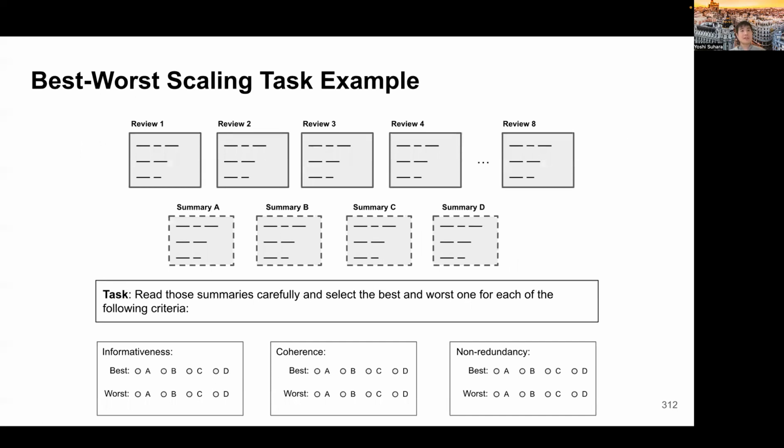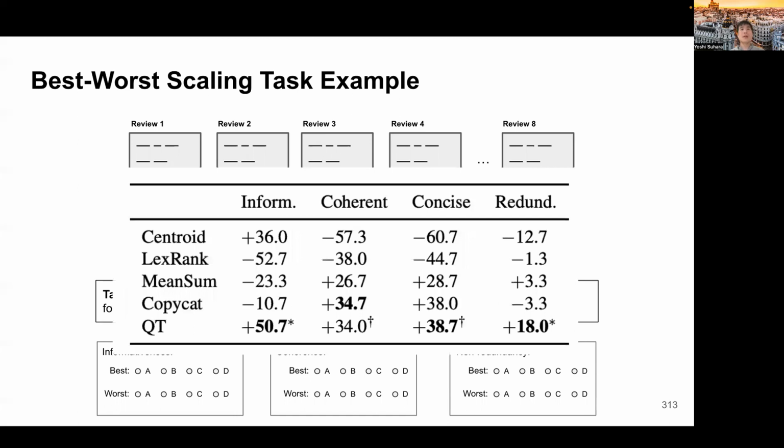Here's a human evaluation task example using best-worst scaling. In this example, each annotator is asked to report the best and worst methods with respect to informativeness, coherence, and non-redundancy by looking at the original reviews and summaries generated by different methods. Those annotations can be converted into scores, so we can compare multiple methods in a single table.